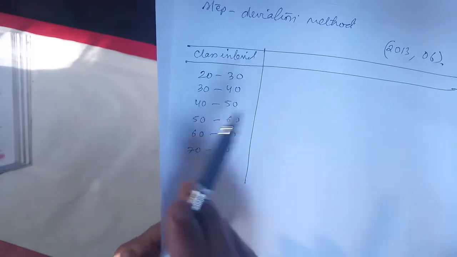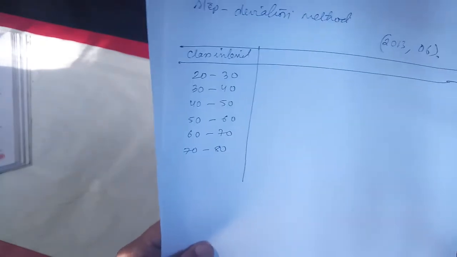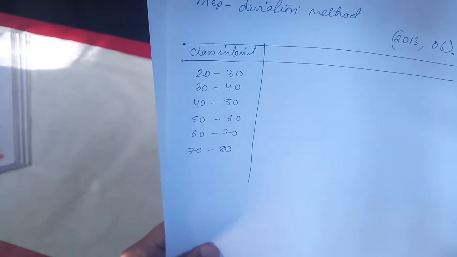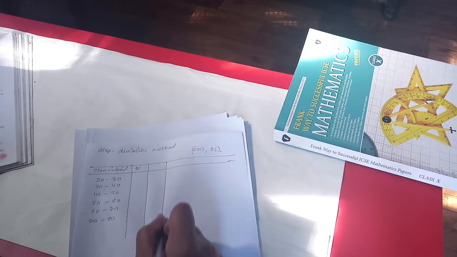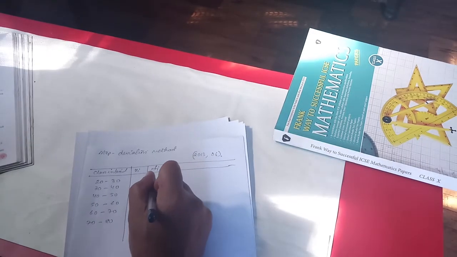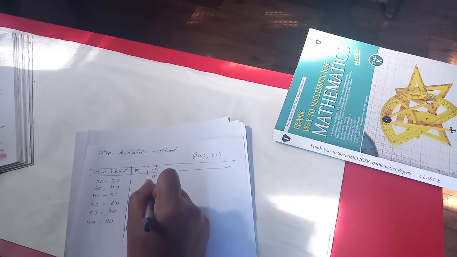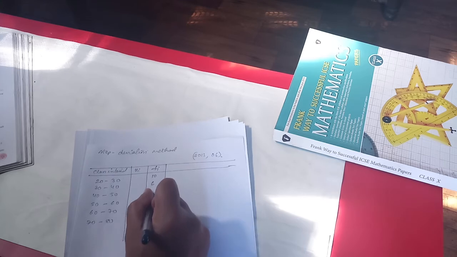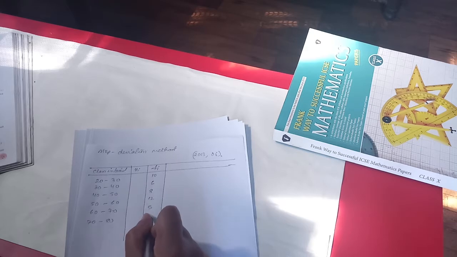If you see there, the next column should be what? You have to keep it for class mark xi, that is xi. Keep it like this because this has to be calculated. And the third column you will keep for frequency. In the question the frequency is already given to you. So what are the frequencies given? For the first class interval 10, second 6, third 8, fourth 12, and the fifth and the last class interval the frequency is 9.